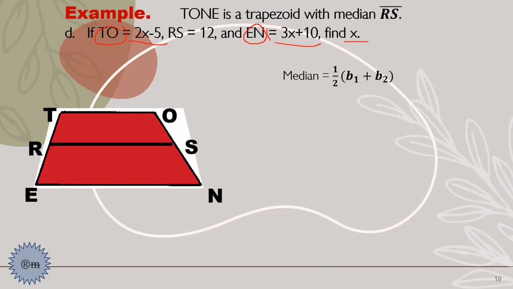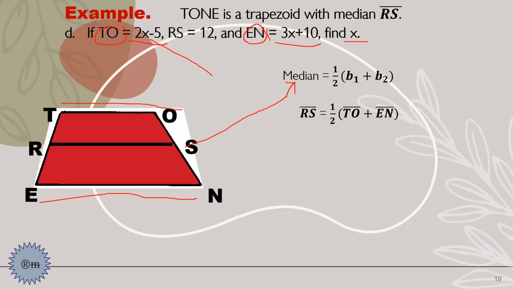Using the formula, median is equal to 1/2 of quantity base sub 1 plus base sub 2. Let us substitute this one, line segment RS as our median. Then the bases are line segment TO and line segment EN. So we have line segment RS equals 1/2 of quantity line segment TO plus line segment EN. Then let us substitute the representation of TO and the representation of EN, which is 3x plus 10.